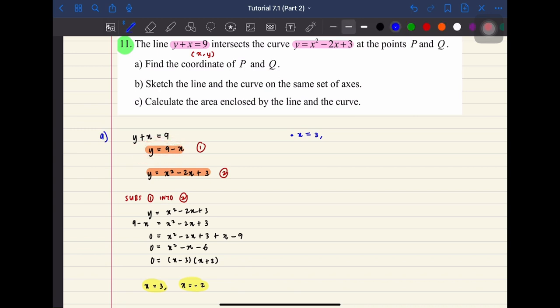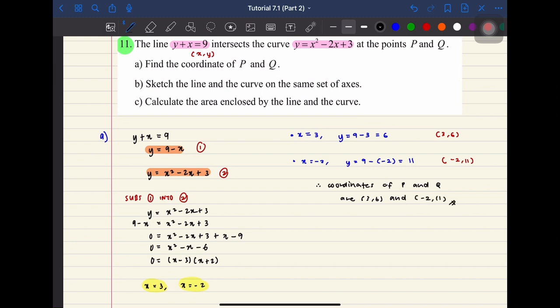So nak senang masuk this one, very easy. Masukkan je. So dapat 6. And then for x equal to negative 2, y sama dengan 9 tolak negative 2, we get 11. Okay, so awak dapat 2 point. Point yang pertama adalah 3, 6. Point yang kedua adalah negative 2, 11. Okay, so you conclude there. Okay, so awak boleh conclude kan the coordinate of P and Q are 3, 6 and negative 2, 11. Okay, settle first part.